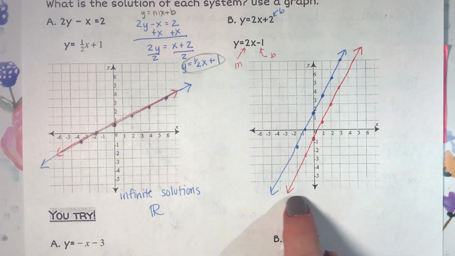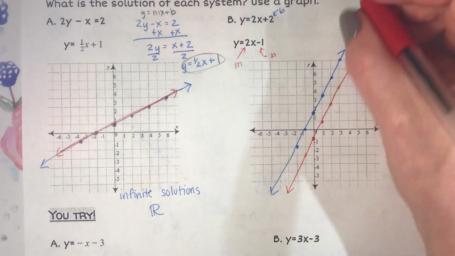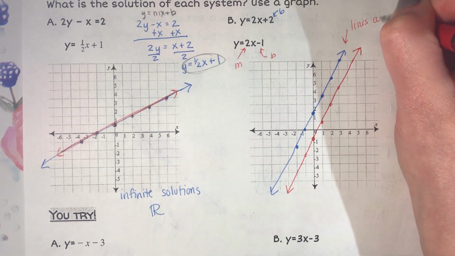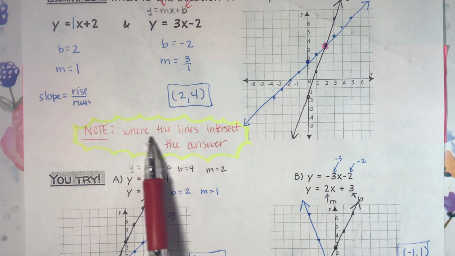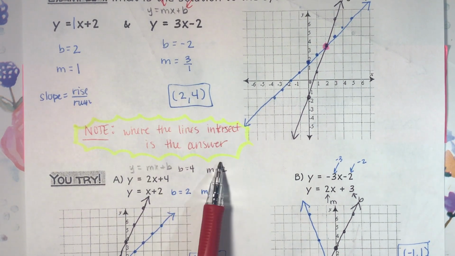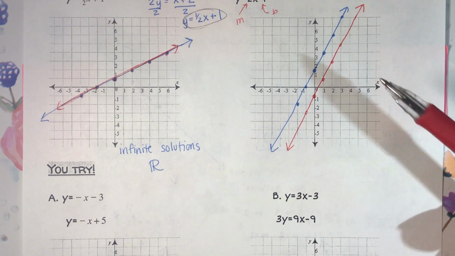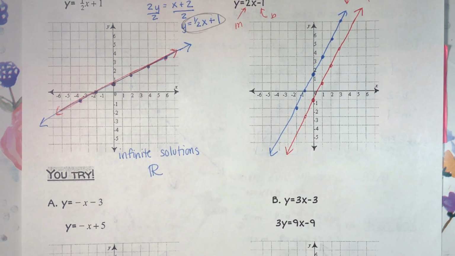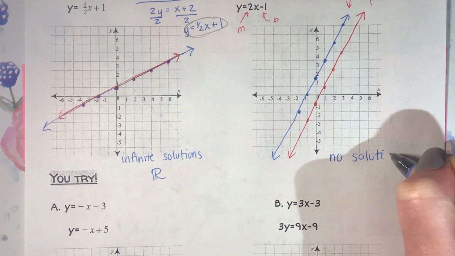Notice how these two lines are going in exactly the same direction, but they are not on top of each other. These lines are parallel. Now, remember this key statement that we had on the previous note: where the lines intersect is the answer. Well, parallel lines never intersect. They are beside each other, but never crossing. Because there is no point of intersection, this one has no solution.